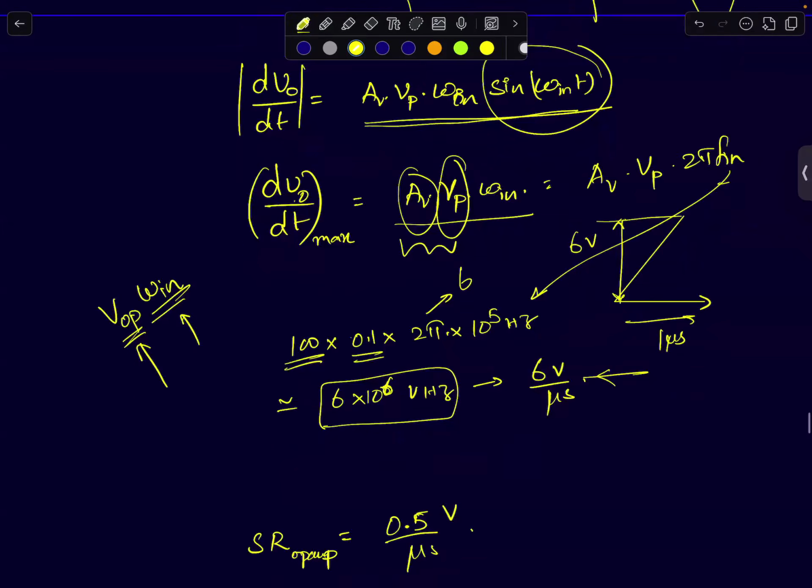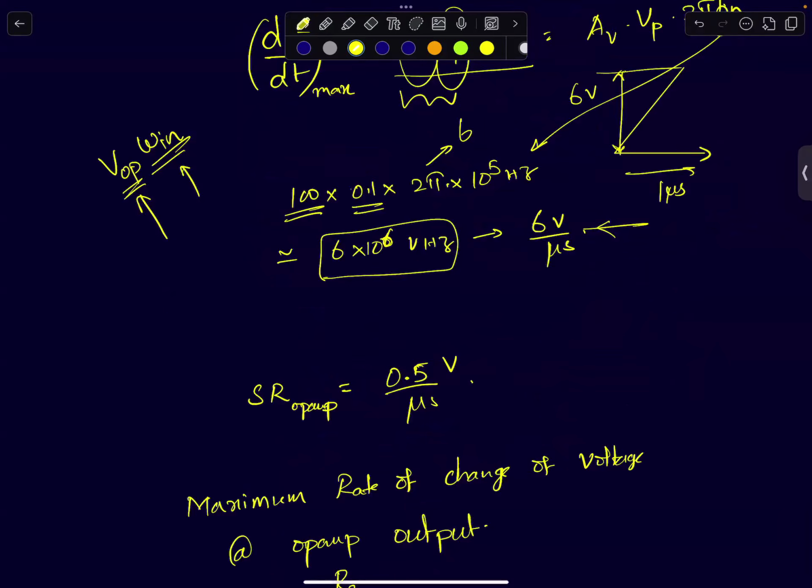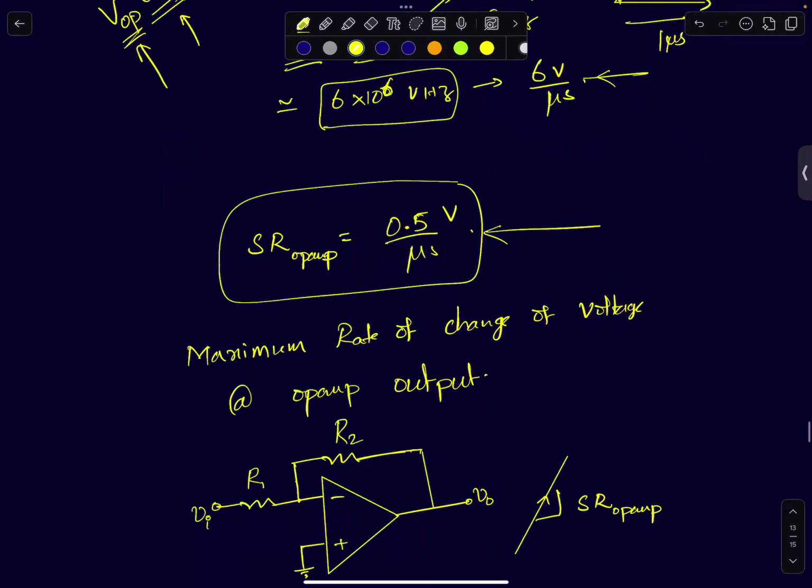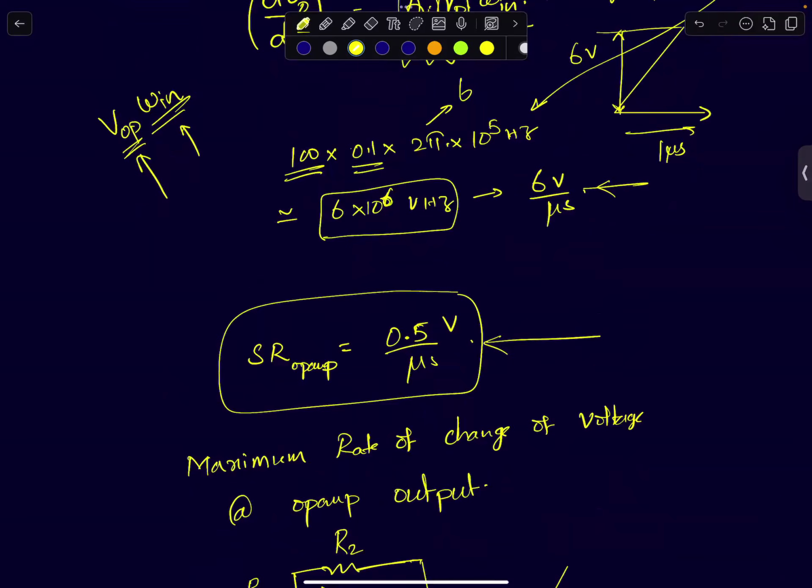Generally, for a practical op-amp, there is a maximum rate of change of the output. That maximum rate of change is what we call slew rate, which means your op-amp's output cannot change at a rate greater than this. So that's what we call slew rate. And it turns out for this op-amp, the slew rate is 0.5 volts per microsecond.